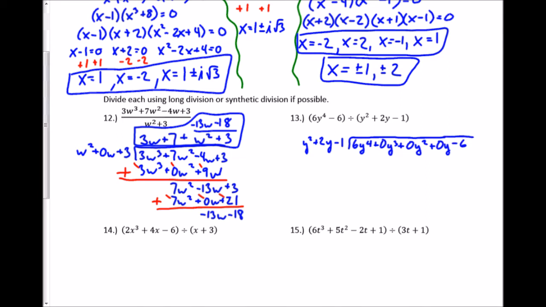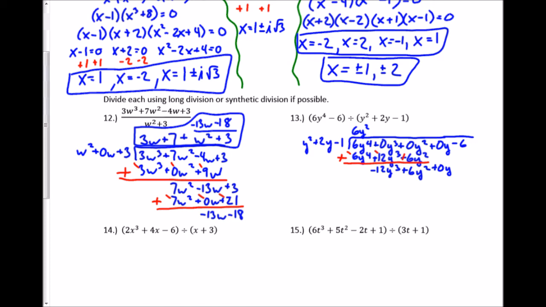Now we do the same thing I did in the previous problem. Y squared times what gives me the 6y to the 4th, and that's going to be a 6y squared. Now I multiply by what's out front. That's a 6y to the 4th plus 12y cubed minus 6y squared. Now I subtract, which is the same as adding the opposite. When I do that, it gives me a negative 12y cubed and a plus 6y squared. I bring down the next term, which is the 0y, and now I start the process over again.